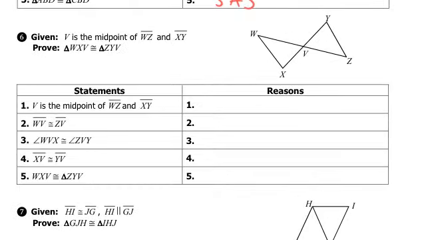All right, next one. Our given is that V is the midpoint of WZ and XY. So that's given, and it's two different things. So V here is the midpoint of WZ. So WZ is this line. And what does a midpoint do? A midpoint cuts something in half. So WV is congruent to VZ. Oh, well, look, that's here. So that's the definition of a midpoint.